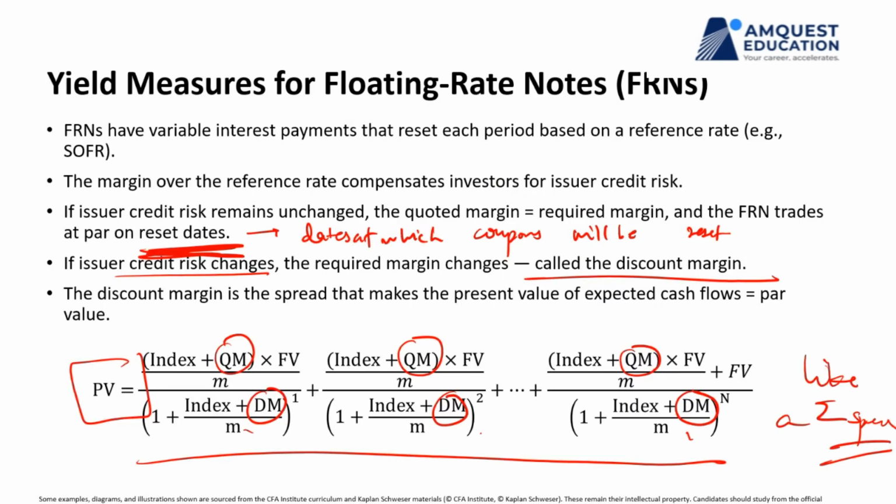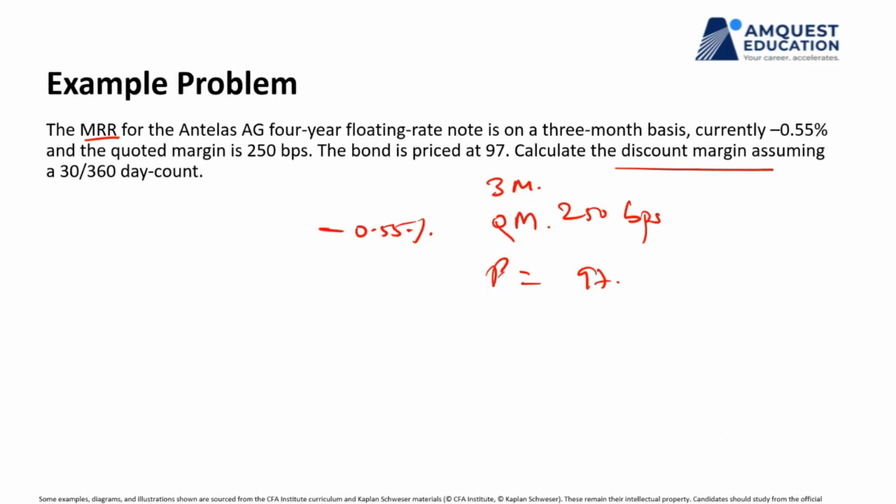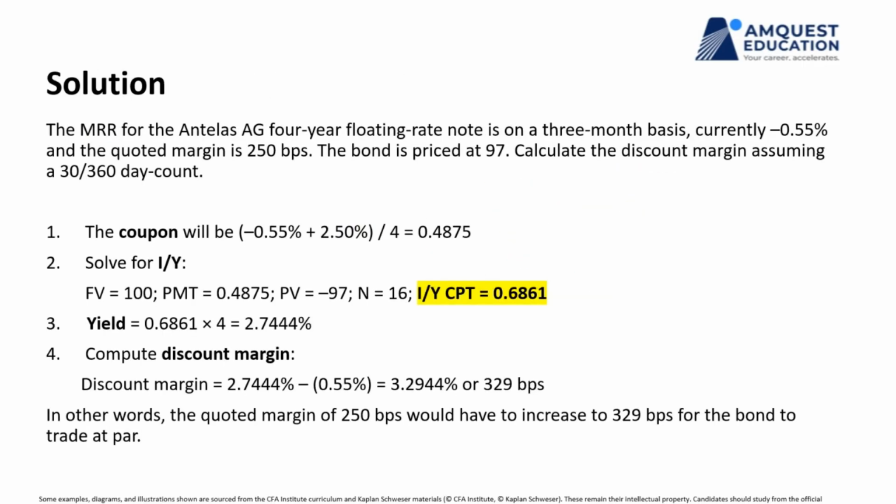So the idea is you have to use this equation. You have been given what the bond is trading at, right? The only thing is, first we will have to solve for the YTM yield, right? I don't have the yield numbers here. So the standard approach to solve this, first we will calculate the coupon, right? Minus 0.55% plus 2.5% by 4, which is 0.4875. This becomes your coupon because you are going to reset it on a 3-month basis.